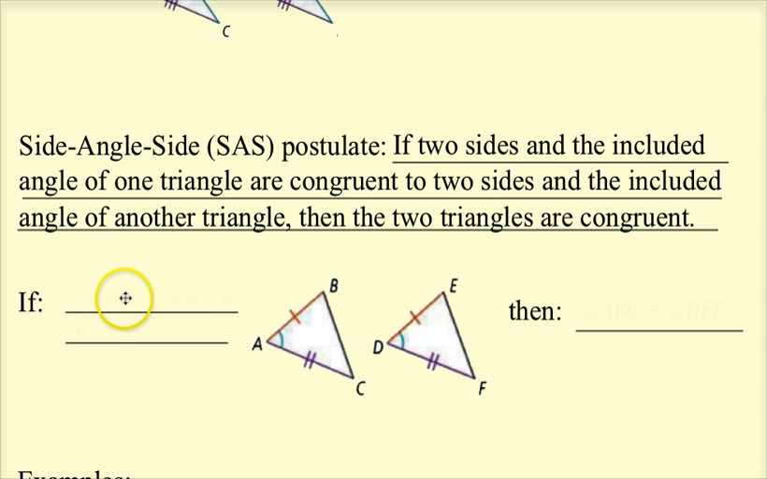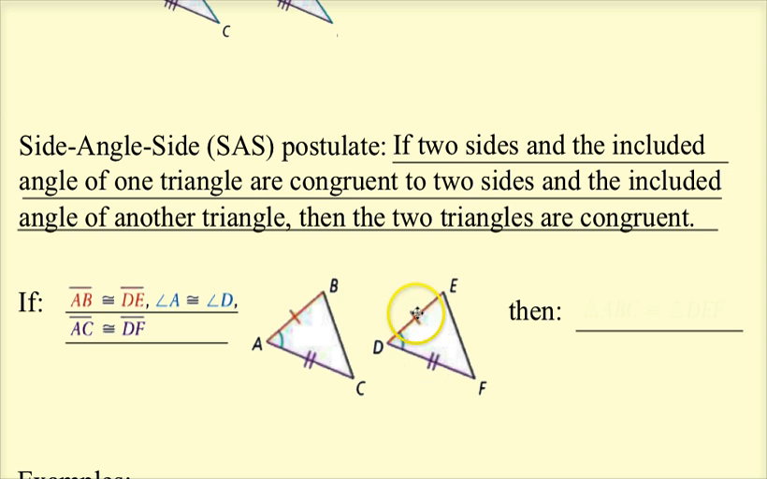And we're going to write out the sides that we have and the angle that we have, the included angle. So AB is congruent to DE, and I have that marked, 1 slash mark. Angle A is congruent to angle D. I have this little arc mark, one of them. And AC is congruent to DF, so those 2 are corresponding. They have 2 slash marks.